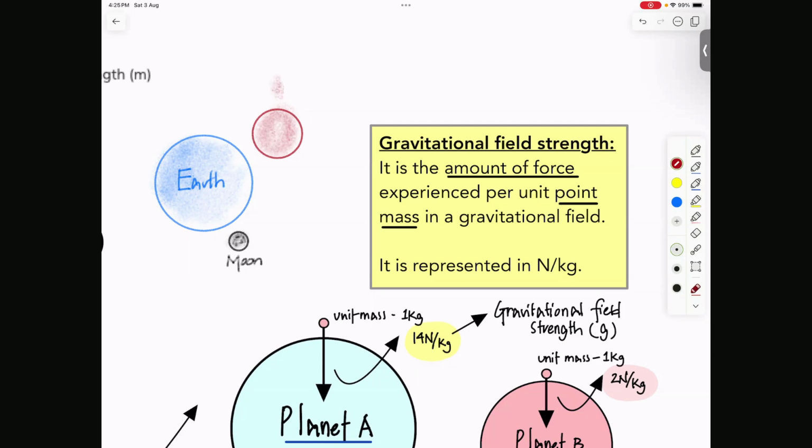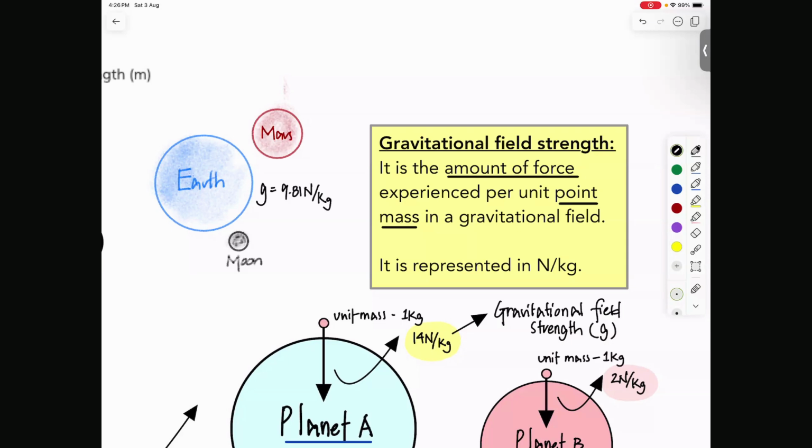Okay, let me draw this. So I'll tell you the values so that it is easier for you to understand. This is Mars, Earth, and Moon. Can you guys tell me what is the value of gravitational field strength for Earth? Very obvious, but I just want to see if you remember or you know what I'm talking about. So what is the gravitational field strength for Earth? That is, what is the amount of force that the Earth exerts on a 1 kg mass? 9.81, correct. 9.81 Newton per kilogram.